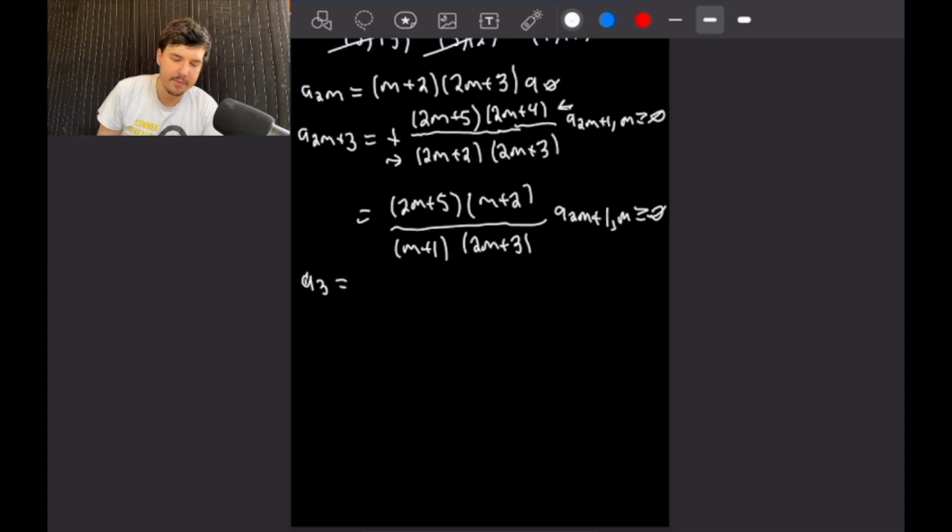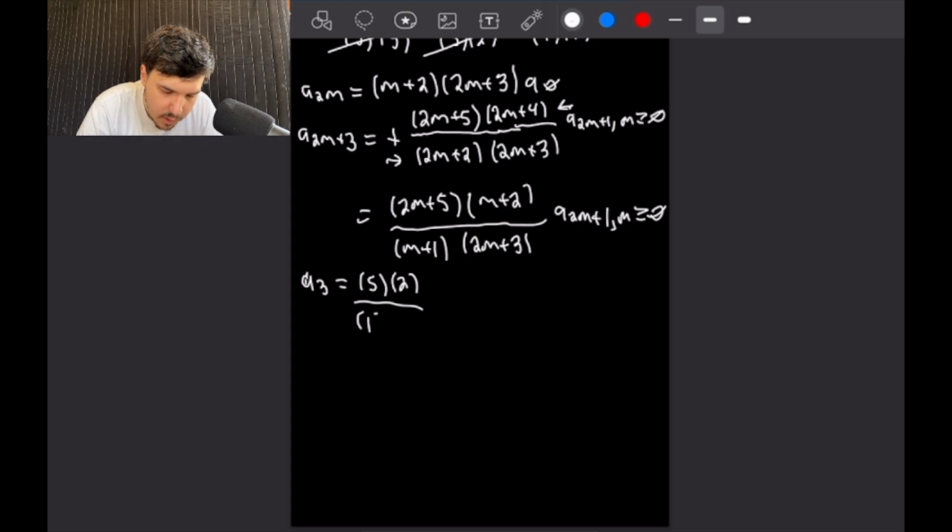So when we have a sub 3, our m is equal to 0, which will give us the following in our numerator. We will have a 5 times a 2 in the numerator, and in the denominator we will have a 1 times a 3, and that'll be times a sub 0. Great. And for our a sub 5, we will have the following.